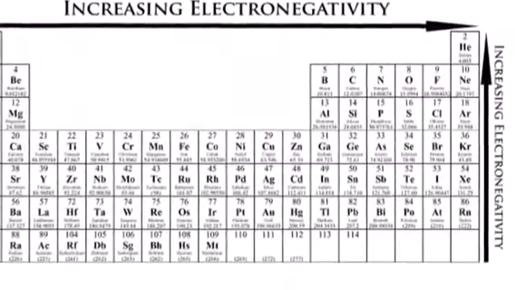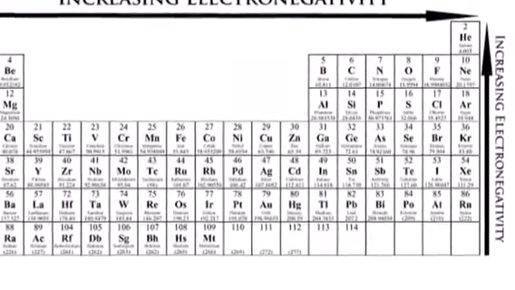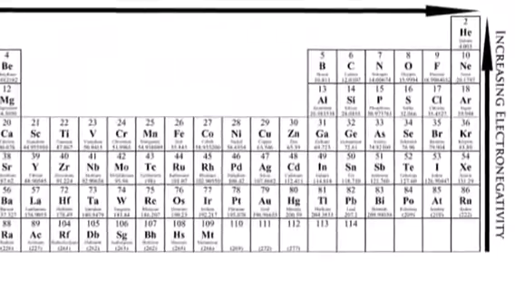Electronegativity is how strongly an element will attract an electron. Electronegativity increases as you move left to right on a period and decreases as you go down a group.